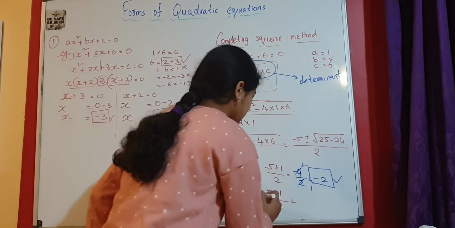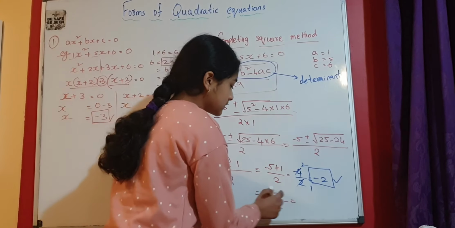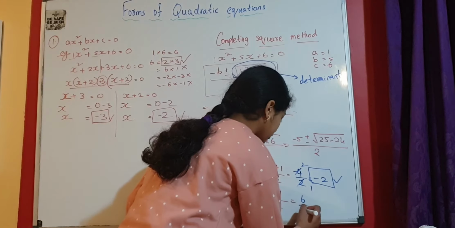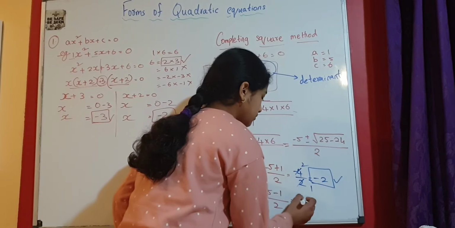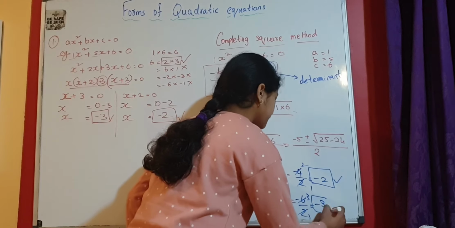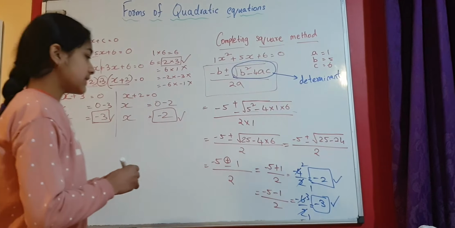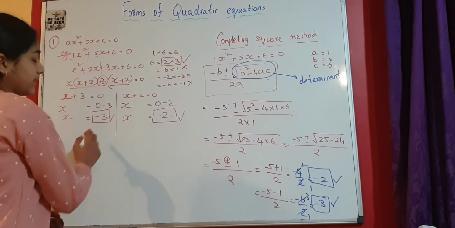Next, let's solve this one. So minus 5 minus 1, minus times minus is plus. So 5 plus 1 is 6 upon 2 and minus here. So 2 times 3 is 6, so we got minus 3. So look, we got the same answer. We got minus 2 and minus 3 here and we got minus 2 and minus 3 here.